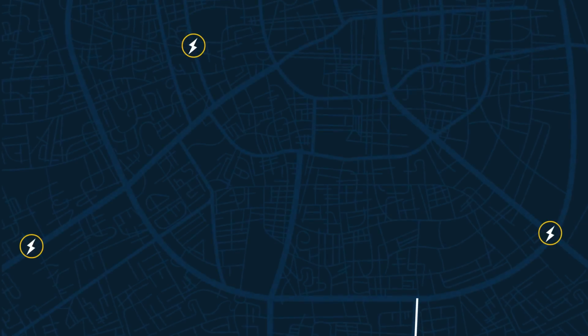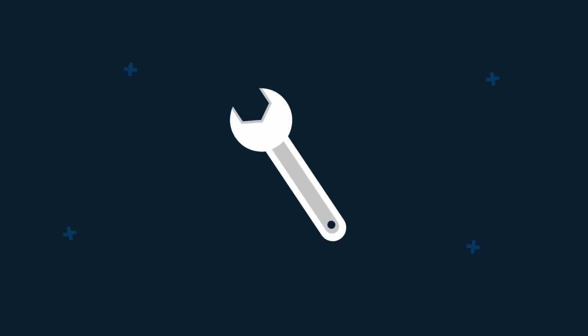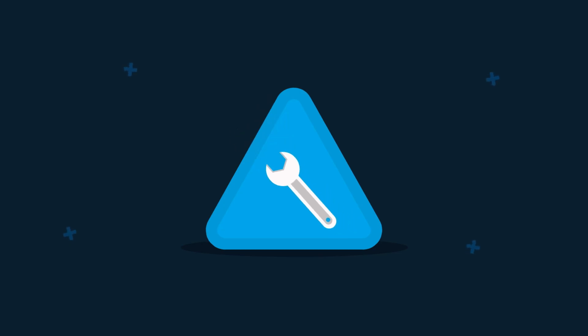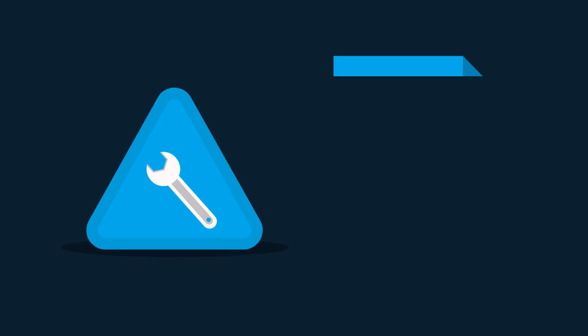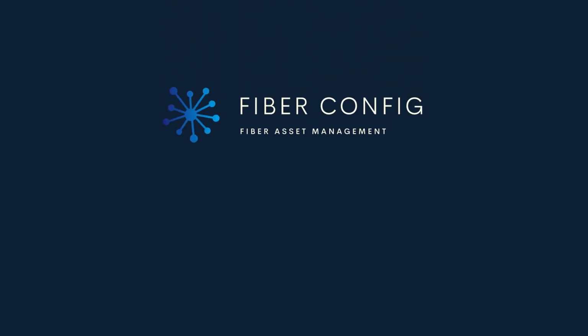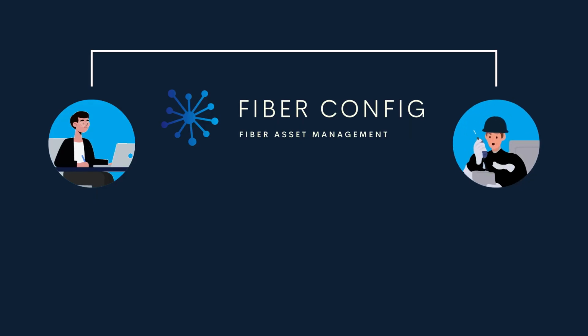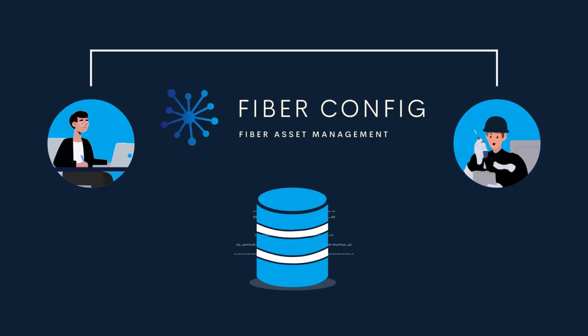A fiber network's efficiency depends not just on its design and implementation, but also on its maintenance. To expand networks or troubleshoot issues, teams need real-time accurate documentation. Introducing Fiber Config, the Fiber Configuration Manager, or FCM, a powerful tool that gives network planners and field technicians instant access to the latest network data.